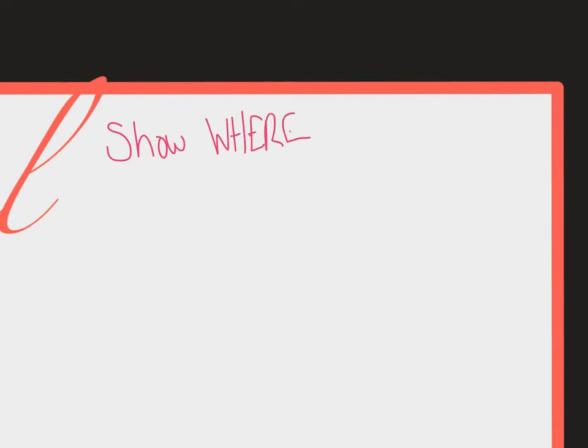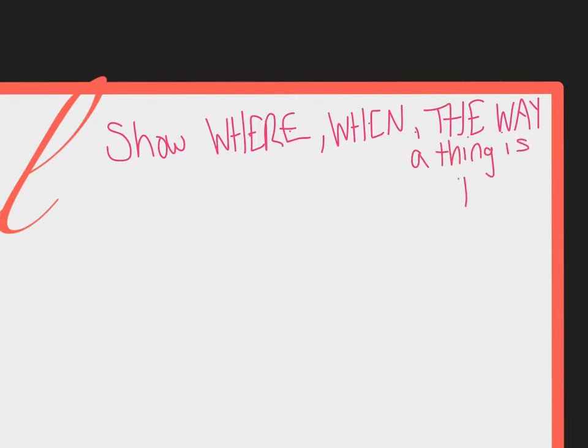I'm going to choose a new color for this one. So prepositional phrases essentially show where, when, and, or the way a thing is done.